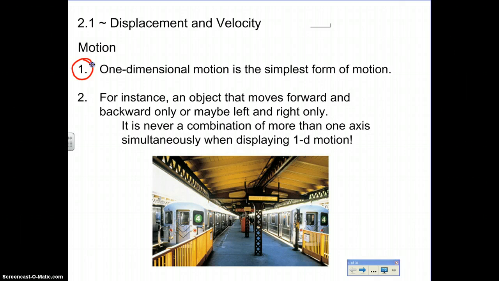Now, a good example of this motion might be, for instance, a train, a subway train. Assuming the track is straight, that would be a good example of maybe forward and backward, or maybe left and right motion. But essentially, it's a number line. Maybe an elevator would be an example of a vertical motion, moving on the y-axis, up and down only. But it's definitely one-dimensional motion.